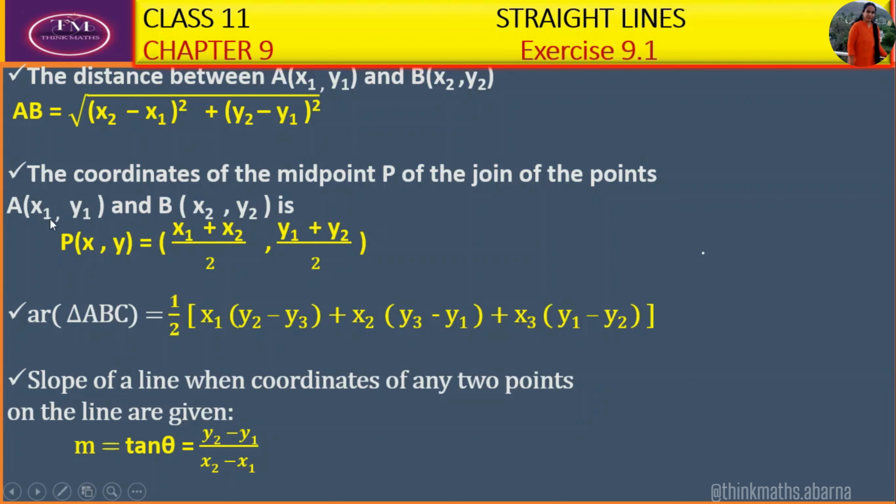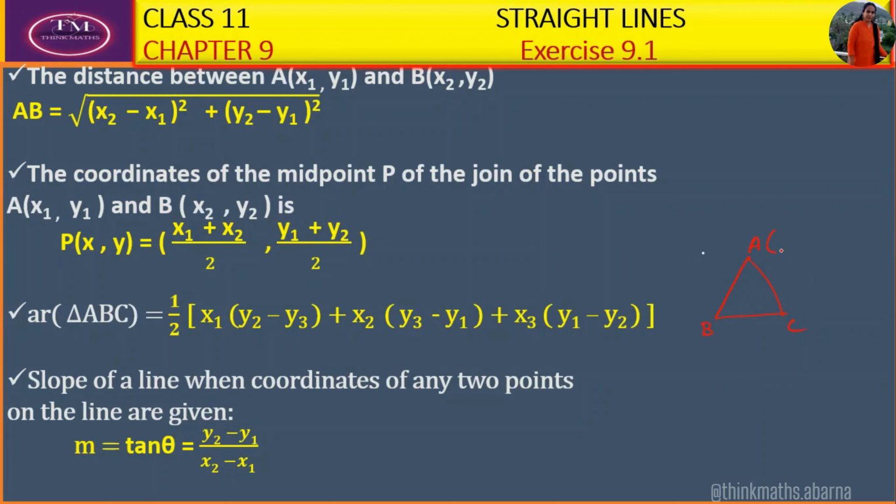If there are 2 points A and B, the midpoint of AB, denoted by P, is found by adding the x coordinates and dividing by 2, and adding the y coordinates and dividing by 2. This gives the midpoint of the line joining these 2 points A and B. Next one is area of the triangle. Area of triangle ABC can be found using this formula.